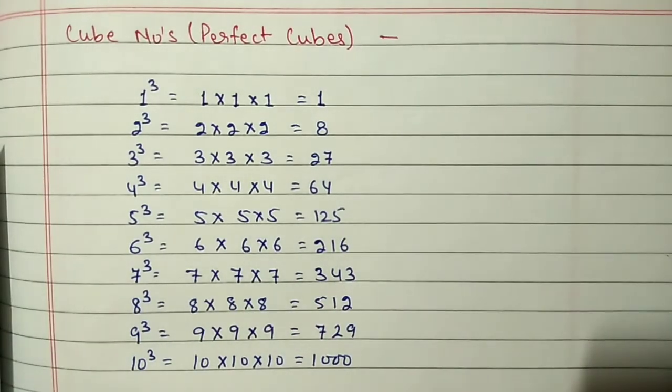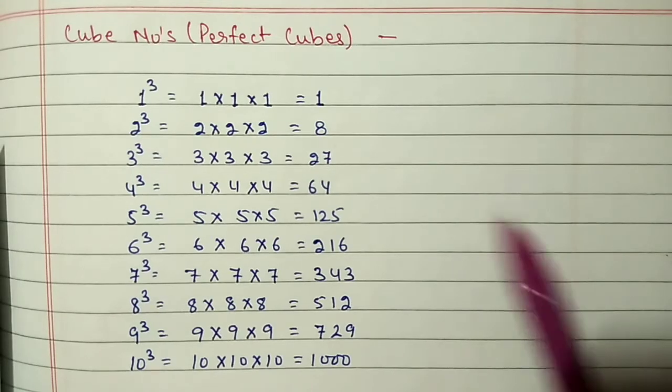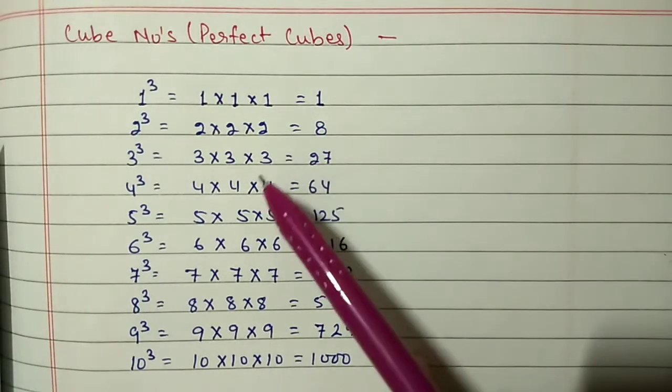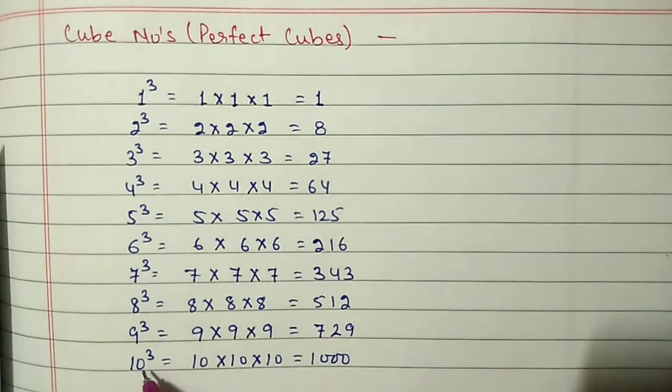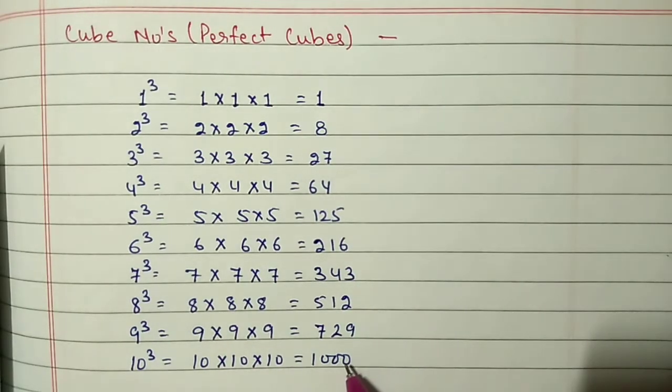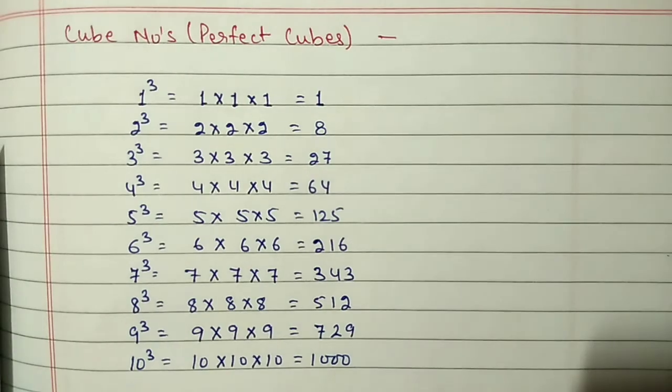So the same thing we can follow for other numbers also. Always remember, cube of an odd number is odd, cube of an even number will be even. And when 0 is there at the end, then the cube also ends with 0.